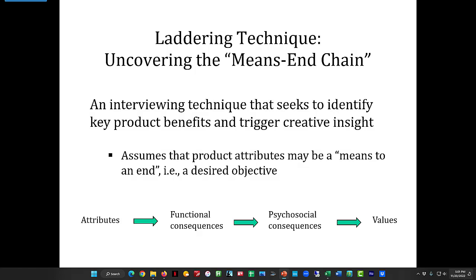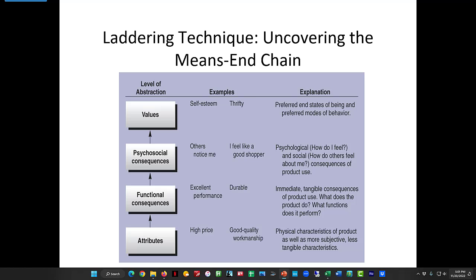There is a popular interviewing technique called laddering, which is designed to identify key product benefits for the purpose of developing product positioning and creating ads and other communications. Laddering assumes that product attributes are a means to an end, so it tries to understand the so-called means-end chain. The idea is that product attributes lead to functional consequences or benefits for the consumer, which lead to psychosocial benefits, that is, emotional benefits. These, in turn, lead to what we call values, that is, emotional goals or preferred states of being.